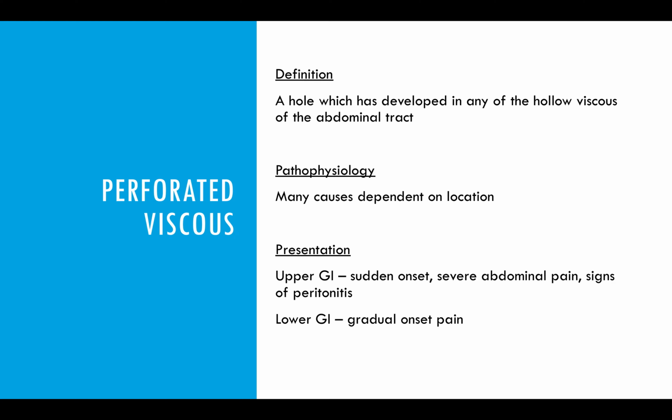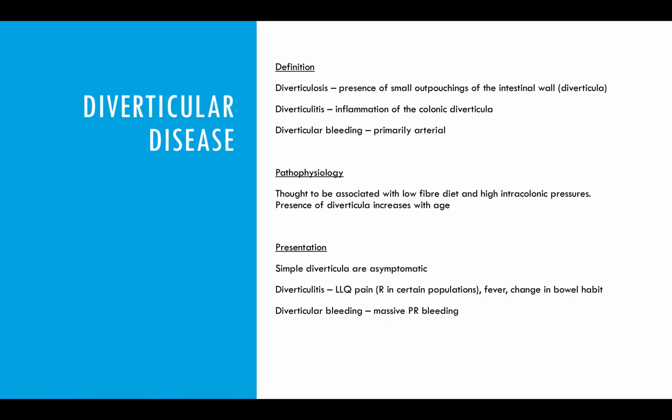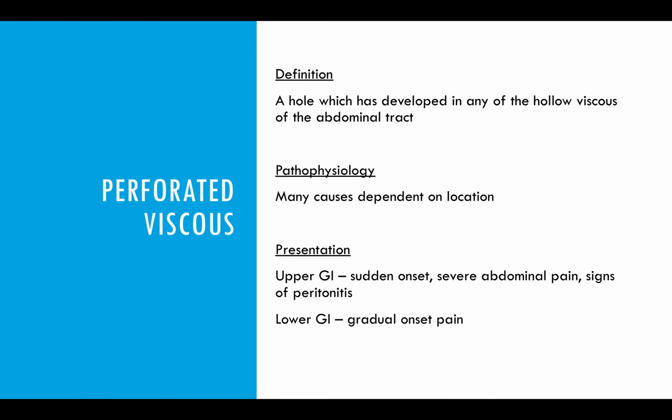Lower GI perforations are often more gradual, particularly things like diverticular perforations, and we'll talk about diverticular disease a bit later on. It is a gradual onset. They'll often have a micro perforation, and it can often be walled off, and because it's lower down in the abdomen, they tend to have less acute signs, and it'll be a gradual onset of signs and symptoms.